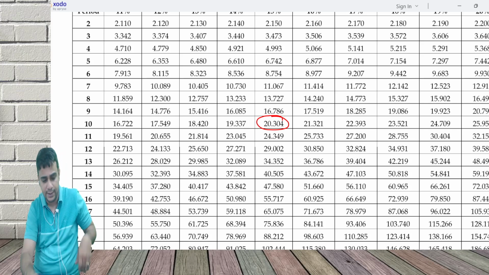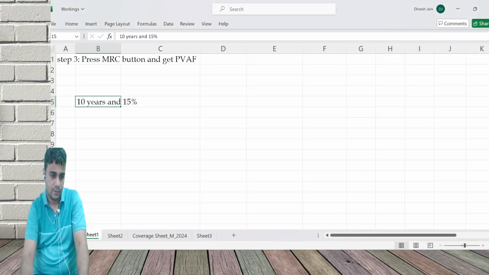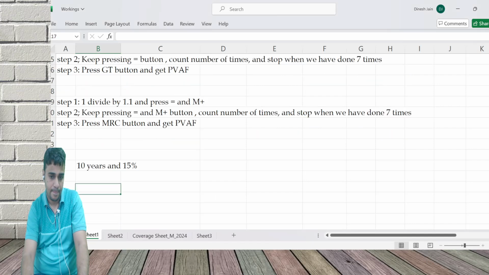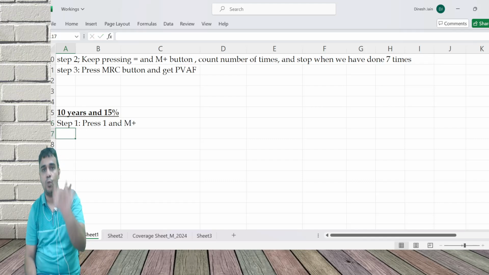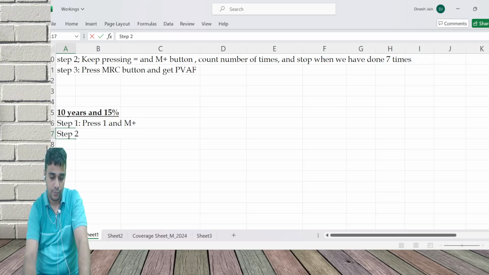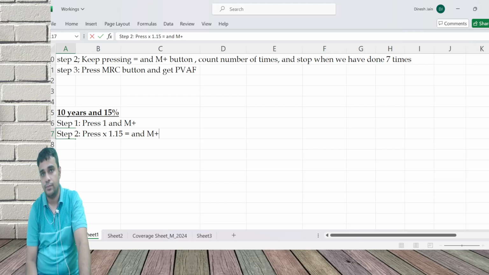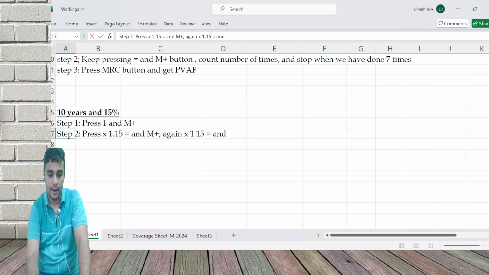I'll repeat again. First you write the steps. 10 years and 15%. Step 1, press 1 and M plus in the calculator. Step 2, press into 1.15 equal and M plus. Again into 1.15 equal and M plus.